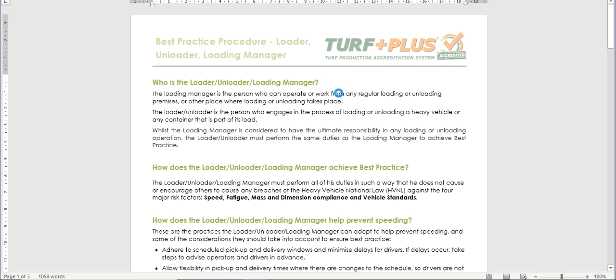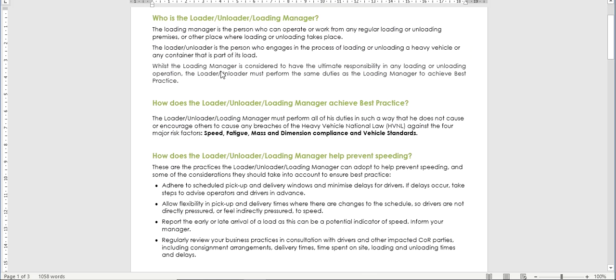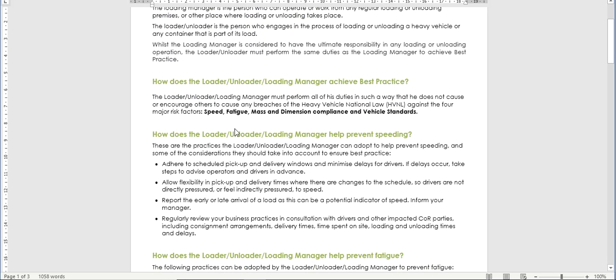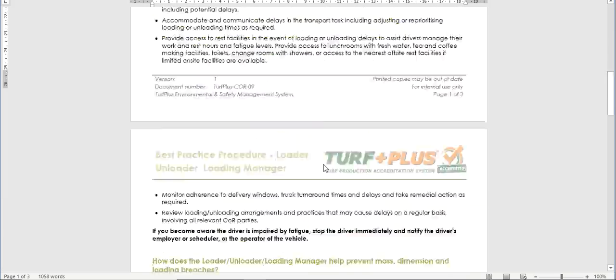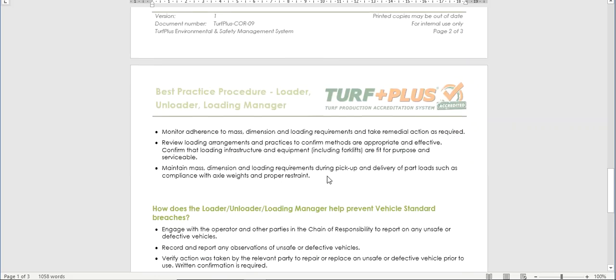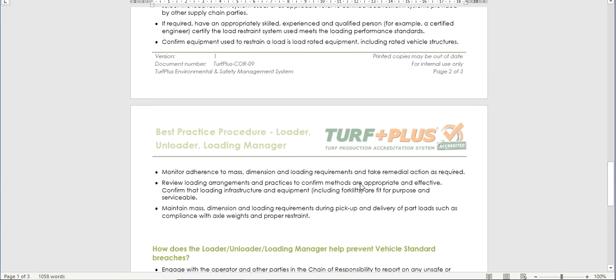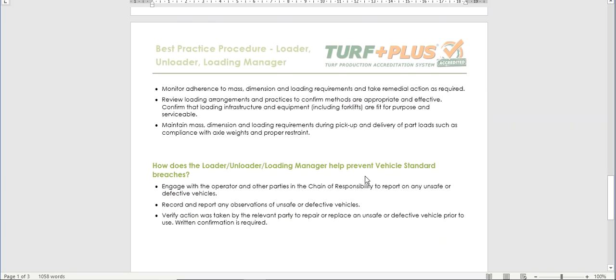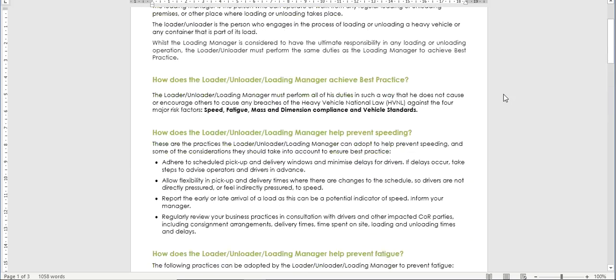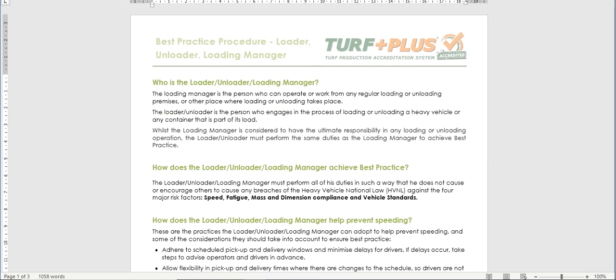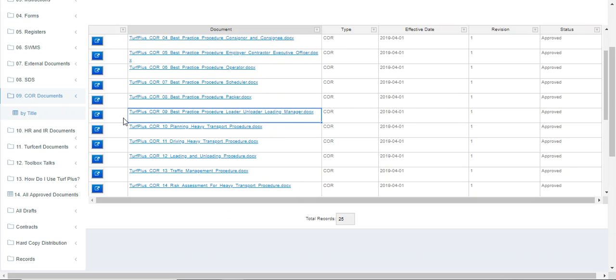Now, this explains, as you can see here, who the loader or loading manager or unloader is, and how they achieve best practice under the chain of responsibility. I think you should ask all your staff who may be involved in loading or unloading to read and understand this document, therefore be trained in it, and you should sign off their training. Remember, if you're going to do training under the chain of responsibility or anything, sign it off. That's the only proof you've got, is having a signed document.